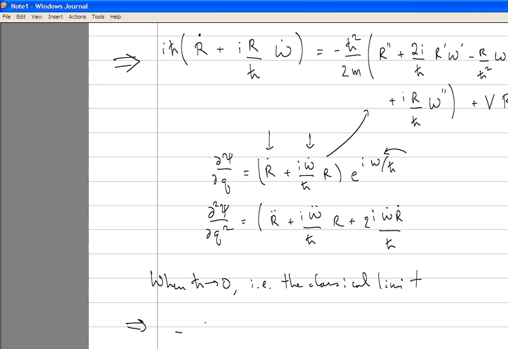And what does the right-hand side look like? Well, the only terms that survive are the ones with no powers of h bar. So I'm factoring out an overall power of r, and I have 1 over 2m times dw by dq squared plus v of q, plus terms that are order h bar. Everyone with me on that?